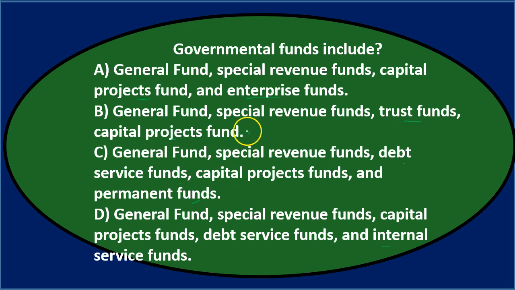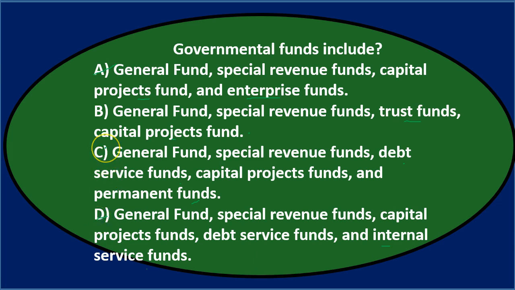And of these items, if A's got the enterprise fund, that one stands out. It's not in a lot of them, and that's not a general fund, governmental fund. That's going to be a proprietary fund. So I'm going to cross out A. The internal service fund is another one that's a proprietary fund, and it's not in all of them, so it's not going to be D.